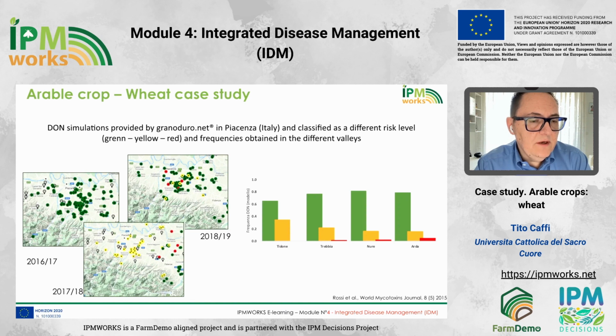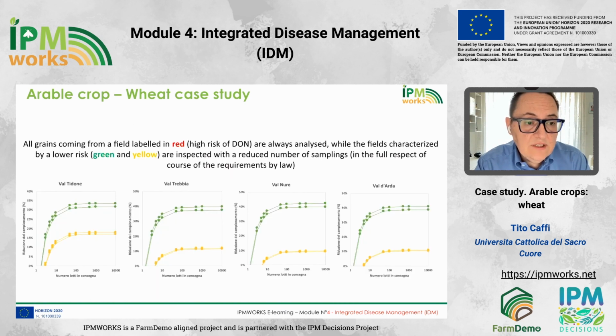This is a 3-year experience. We are still in north of Italy, in particular in the Piacenza County, and all the little dots you see on the map are fields of durum wheat used for pasta production. And using the DSS granoduro.net, we were categorizing the risk level, green, yellow, or red, and the frequency obtained in the different valleys. Here in Piacenza, we have 4 different valleys coming down from the Apennines, and we are dividing the different zones according to the valley.